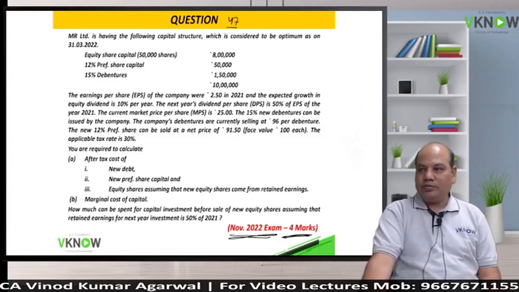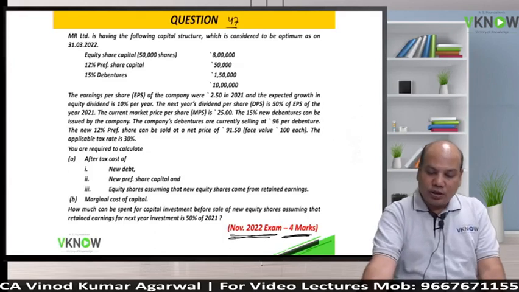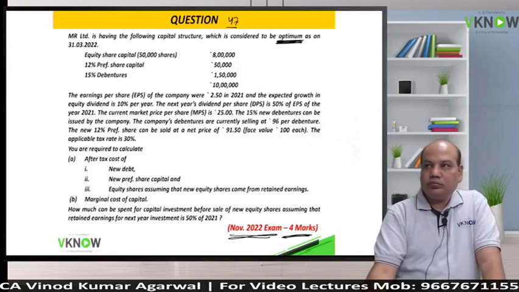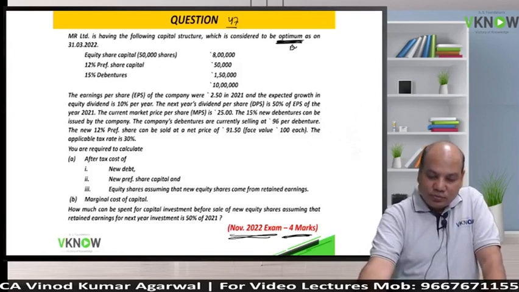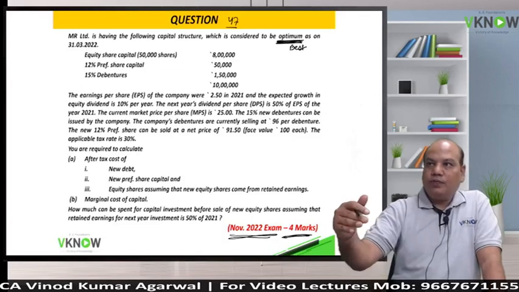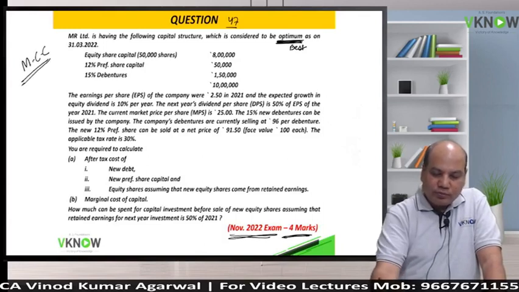MR Limited is having the following capital structure, which is considered to be optimum. Underline. Optimum means best. So the new funds will be raised in the same ratio. So this question is based on marginal cost of capital.